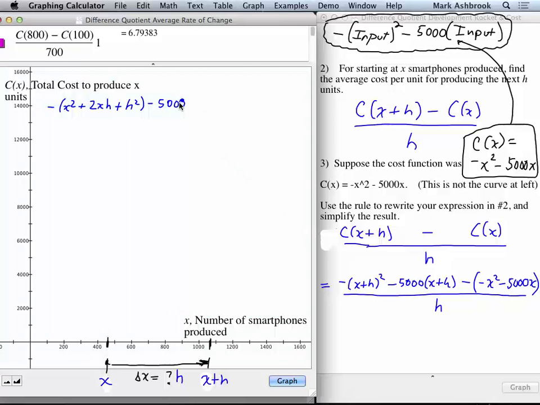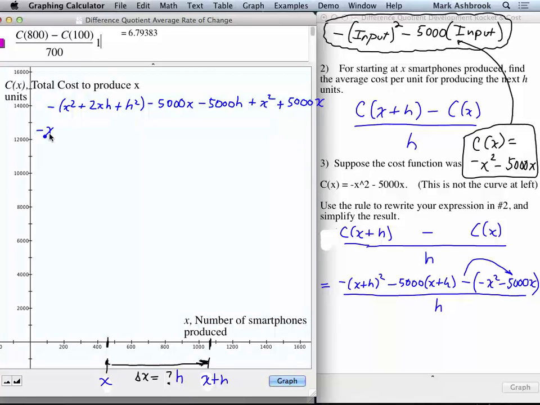Minus 5,000x minus 5,000h plus x squared, right? Minus a negative. And then here's the key. He put parentheses around that c of x, which is good, because that minus will also distribute to that second term, so it's going to be plus 5,000x. Good so far?